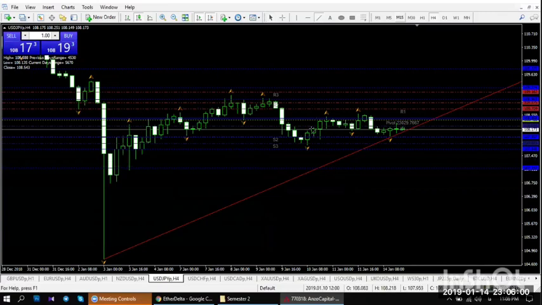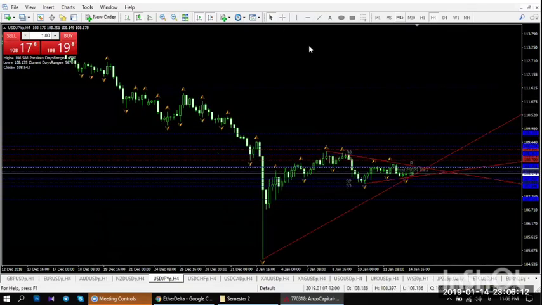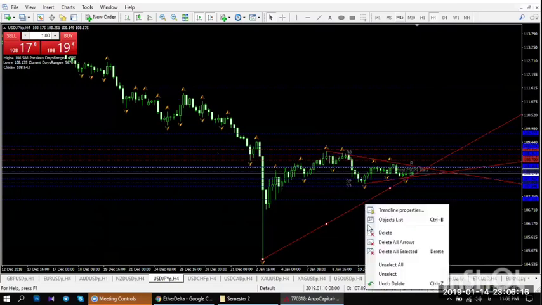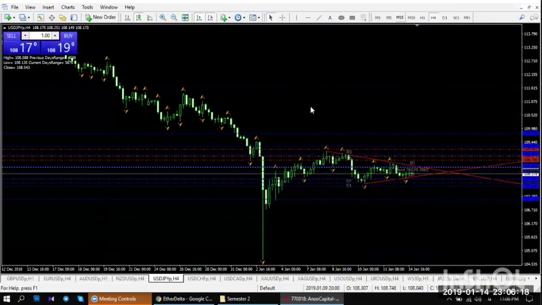One here, and another one here. So you should connect the swing lows that are down there, and also connect the swing highs that are up there. So you should connect all of them together. Let me delete that because it's very old. If you notice, an angle has been created here.